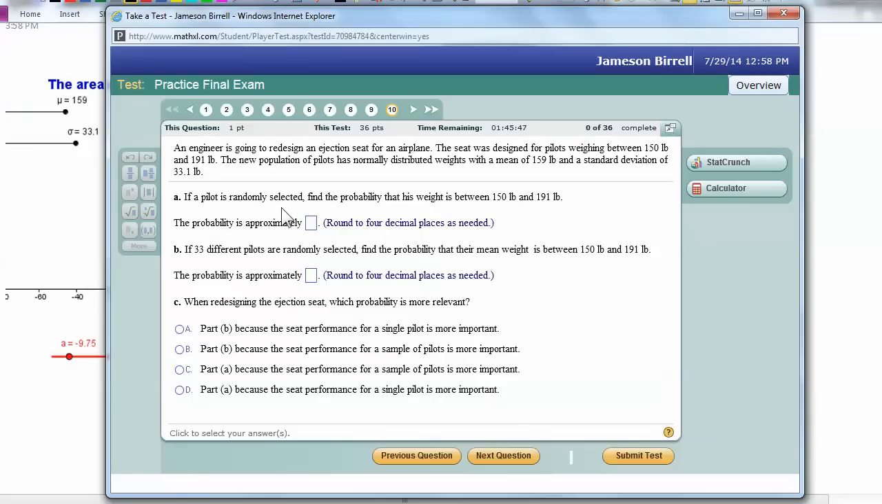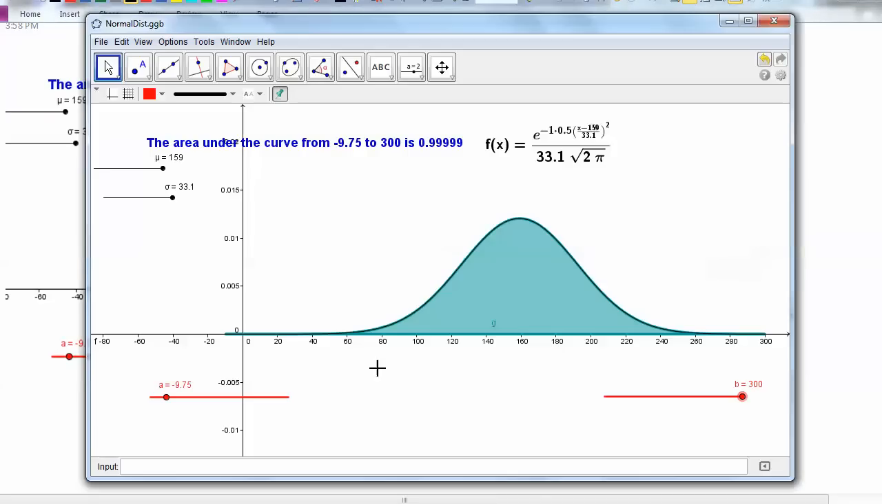If a pilot is randomly selected, so one pilot randomly selected, find the probability that his weight is between 150 and 191 pounds. And actually, I can do this dynamically. It was 150, I think. Might be easier to just type in the number, but let's see if I can get really close. There's 153.